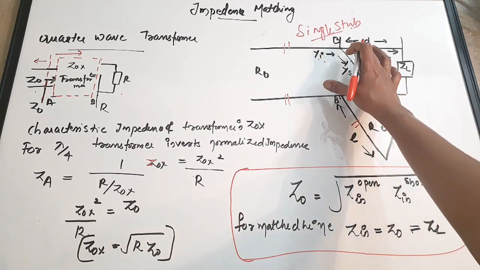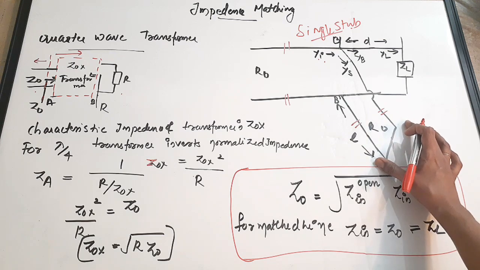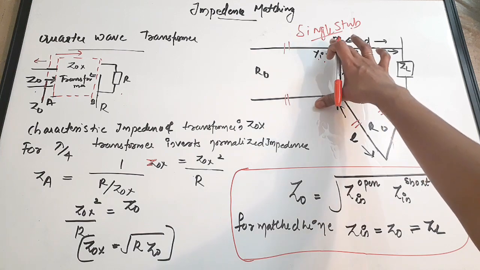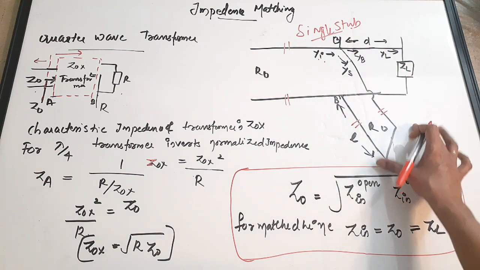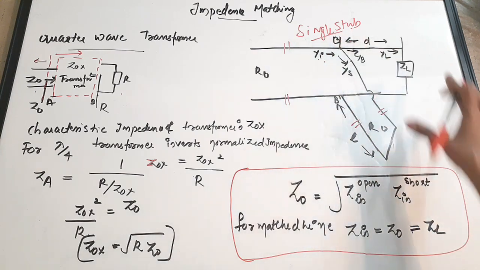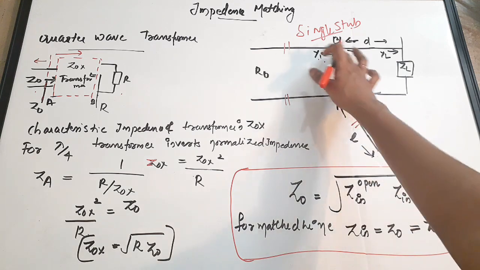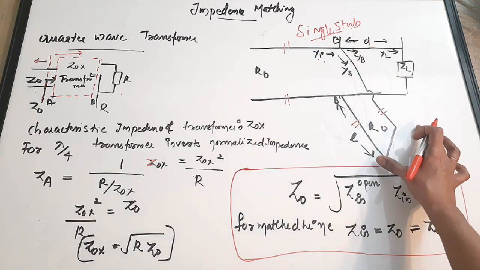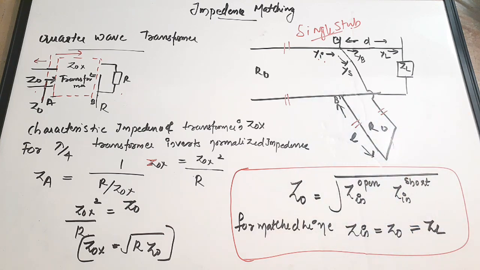You are placing a single parallel transmission line along with your main transmission line. So you are placing this transmission line, which is called a stub, in parallel with the main transmission line such that whatever mismatch is present will go towards this stub portion. So that is the concept of single step matching.